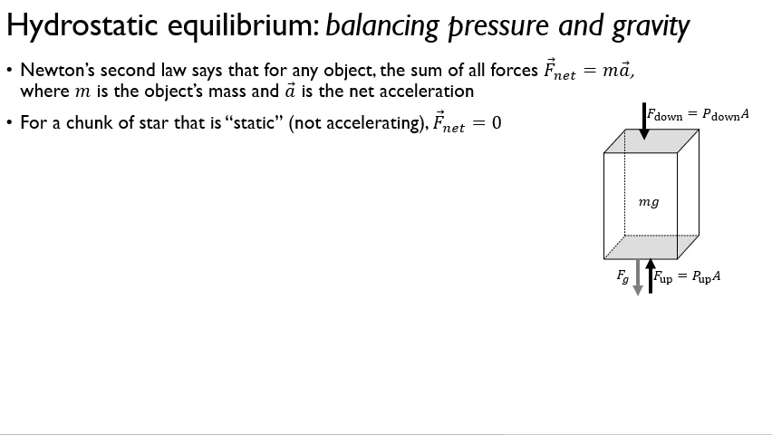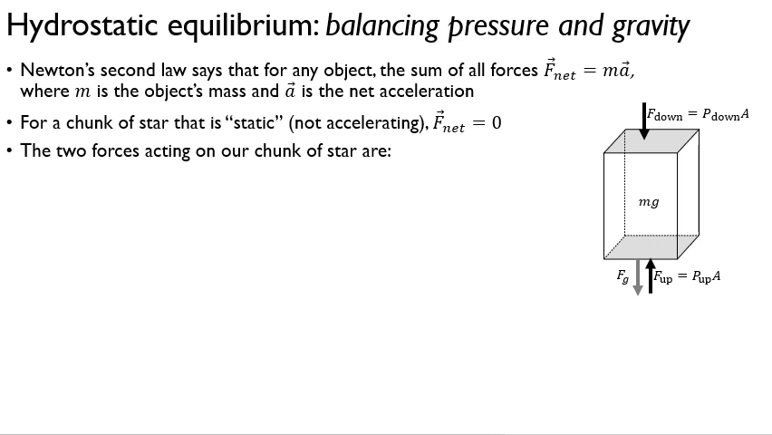So if we have a chunk of our star that we're going to say is static, it's not accelerating, that means that the net force is zero. And so that's what you need if you want to have equilibrium. You need your chunk of star here to just kind of stay put. If it were moving inward fast, your star would be collapsing. If it were moving outward in an accelerating way continuously, the star would be exploding. And so a stable star is going to have a net force of zero.